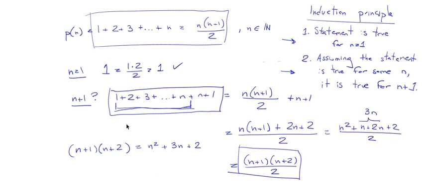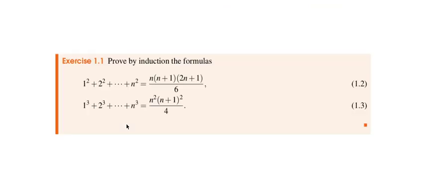I'll leave you with one exercise with two parts, in which you have to prove two statements using the induction principle. The first: 1 squared plus 2 squared plus and so on up to n squared is n times n plus 1 times 2n plus 1 over 6. The second: 1 cubed plus 2 cubed plus and so on up to n cubed is n squared times n plus 1 squared over 4.